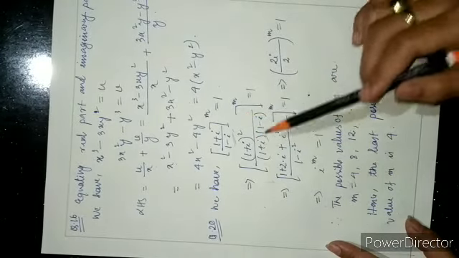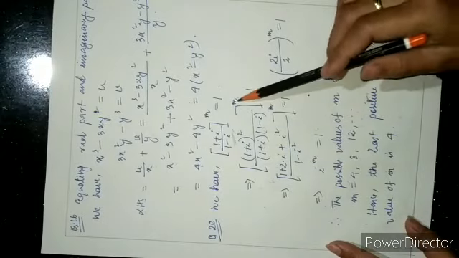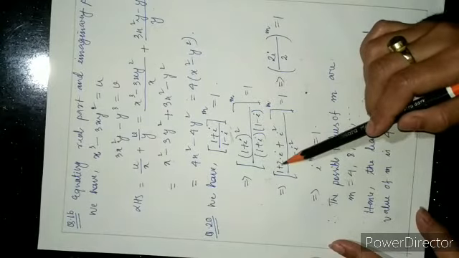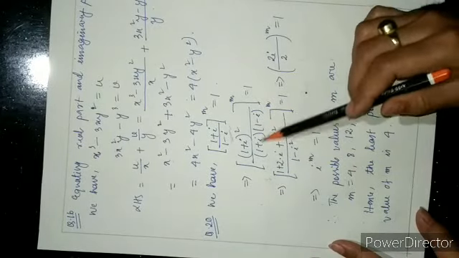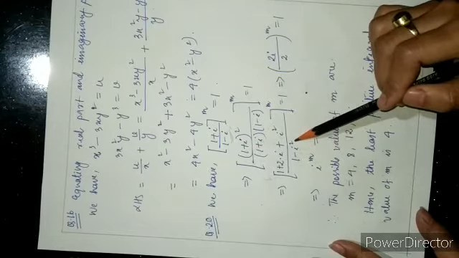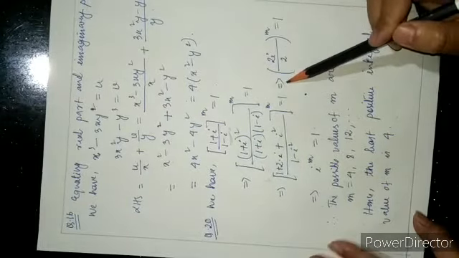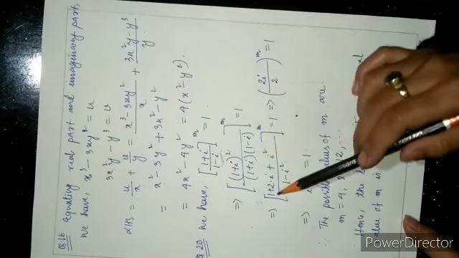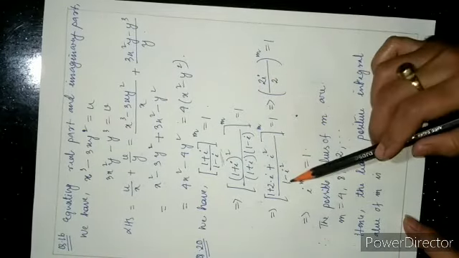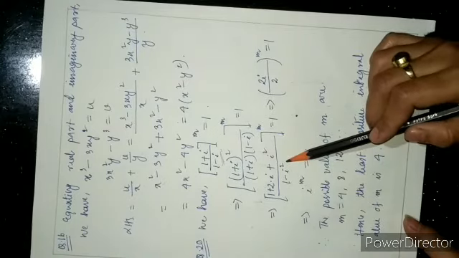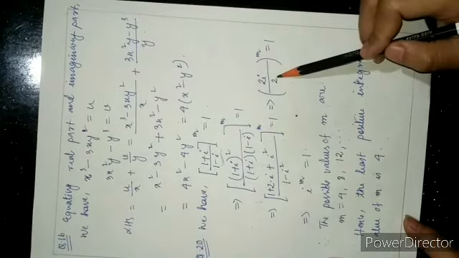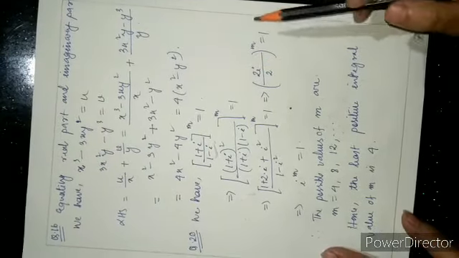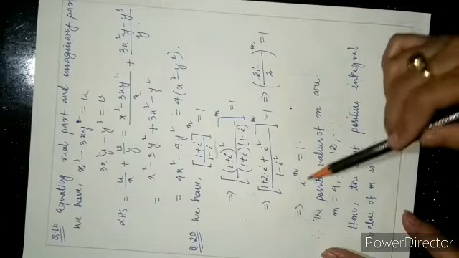So we get (1 + i)² over (1 + i)(1 − i), whole to the power m, equal to 1. Expand: 1² + 2i + i², and the denominator is 1² − i² which is equal to 1, which implies that i² is −1. So the numerator is 1 − 1 + 2i, and the denominator is 1 + 1, which is 2. Then this 2i divided by 2 we get i.